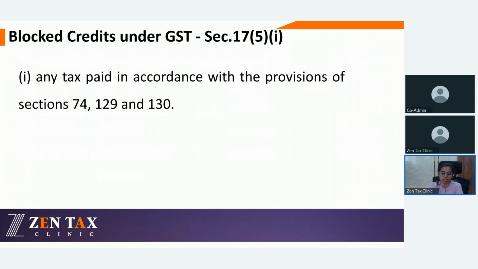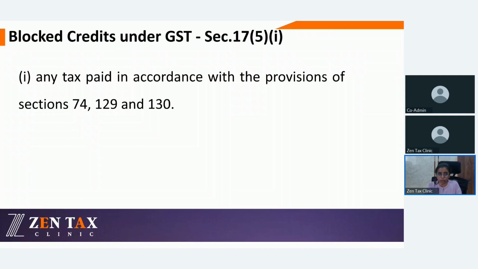Going on to the next: any tax paid in accordance with the provisions of section 74, 129 and 130. Section 74, as we all know, applies when there is a suppression of facts. That is to say, if there is any willful suppression of facts, section 74 gets attracted, and the notices and orders come under 74. So if there is any tax paid under section 74, you cannot take ITC on that.